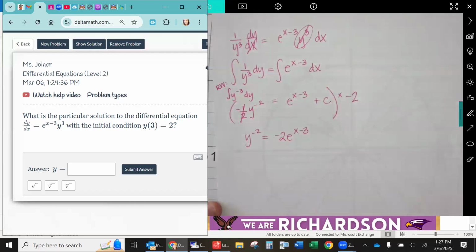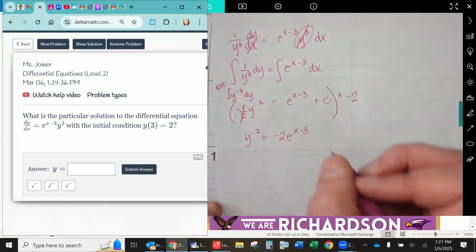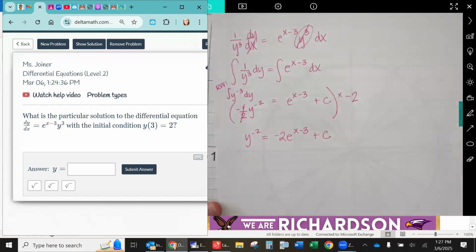And then what happens to the c? We keep it a plus c. Because remember, you already didn't know what the c was. So if I double it, turn it negative, it's still unknown at this point.